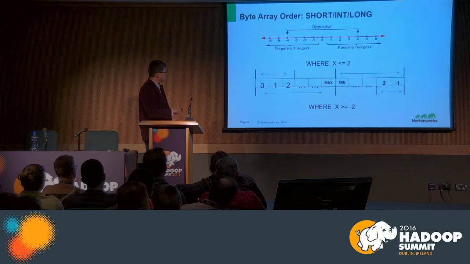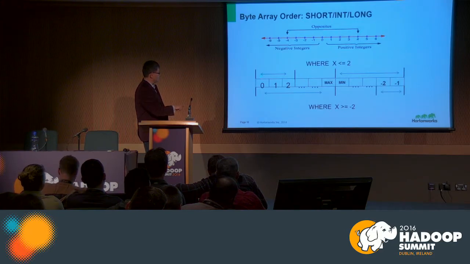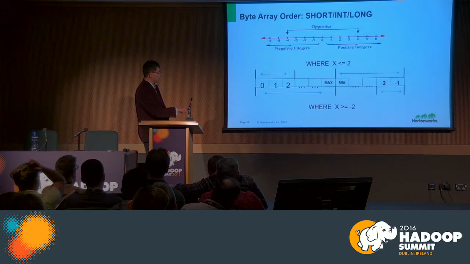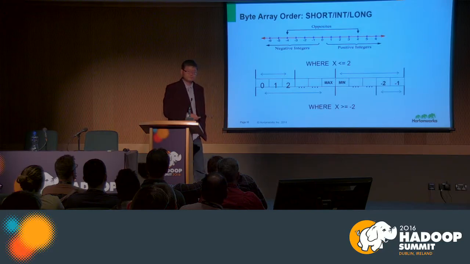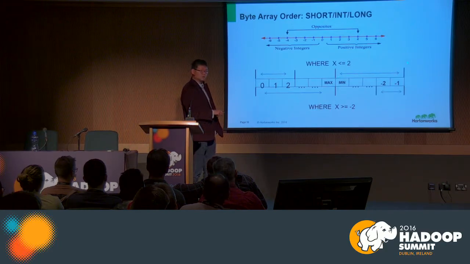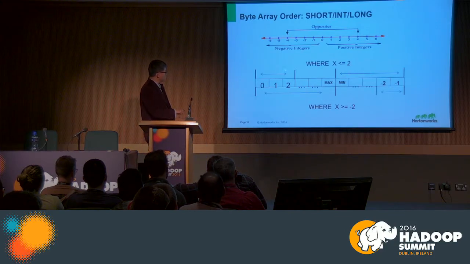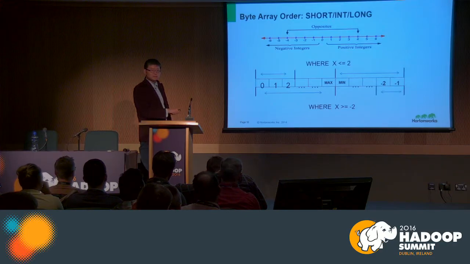Because in the integer space, less than 2 is okay. Go from this 2 all the way to the left. But in the byte array order, 0 is the minimum instead of the minimum integer. 0 is the minimum byte array number. -1 is actually the maximum. So when we do x less than or equal to 2, we have to transform this into two ranges. One part is from 0 to 2. The other part is from the minimum to -1. The other case is if x is larger than or equal to -2. If we don't do any transformation, we only get this part. We lose all of this part. That's how we have some data loss in some implementations.